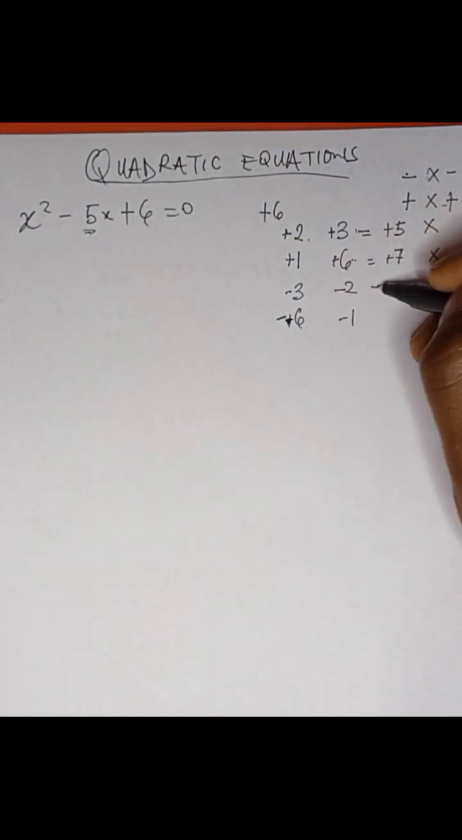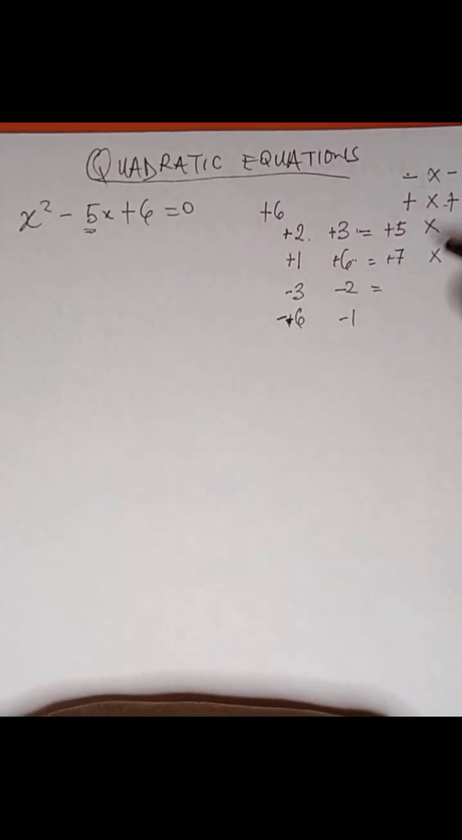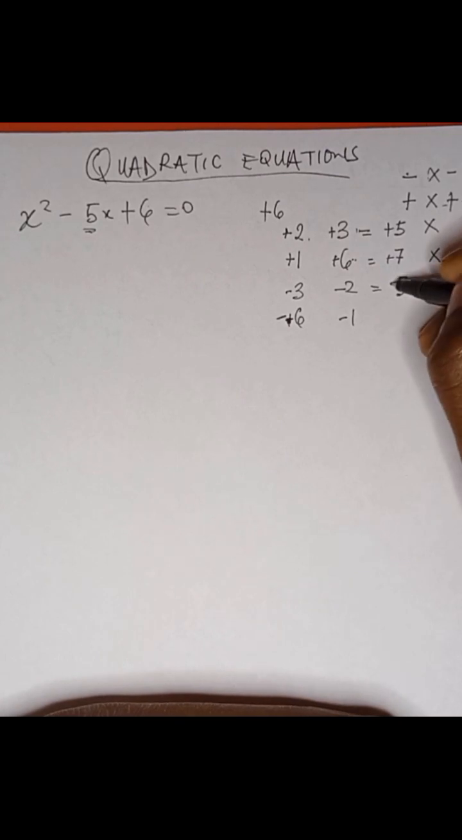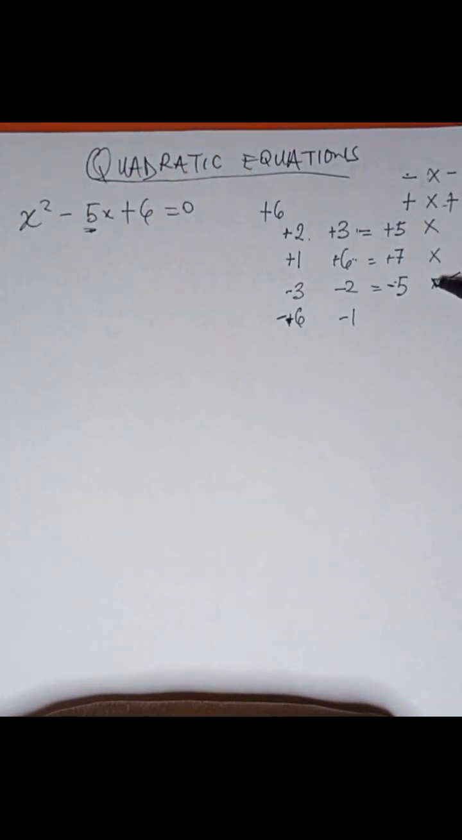Minus 3 and minus 2. You are taking 3 out and you are taking another 2 out. That means altogether what you have taken out is 5, and that will be minus 5. So we are going to use minus 5 because that is what is in the middle term.